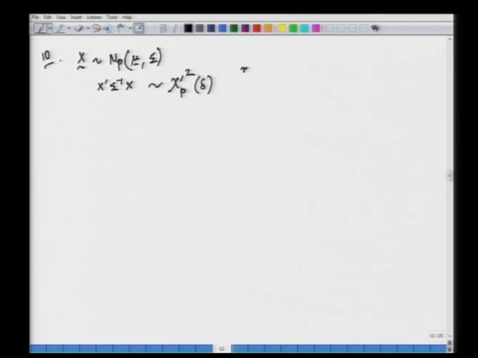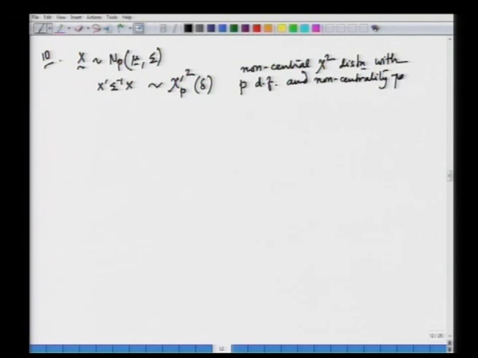So, this is a non-central chi-square distribution with p degrees of freedom and non-centrality parameter delta. This is equal to mu transpose sigma inverse mu.